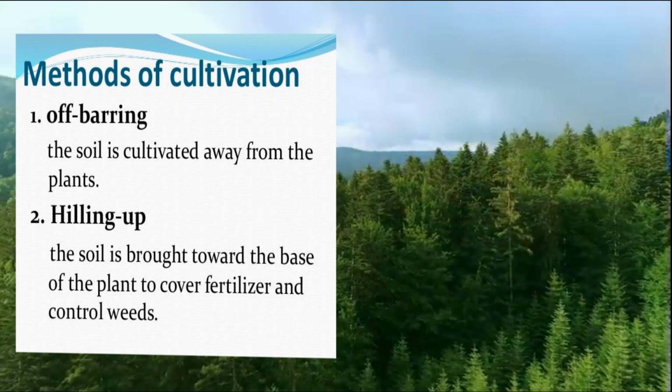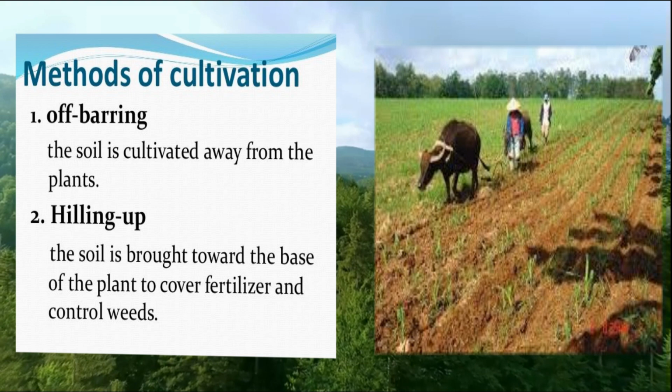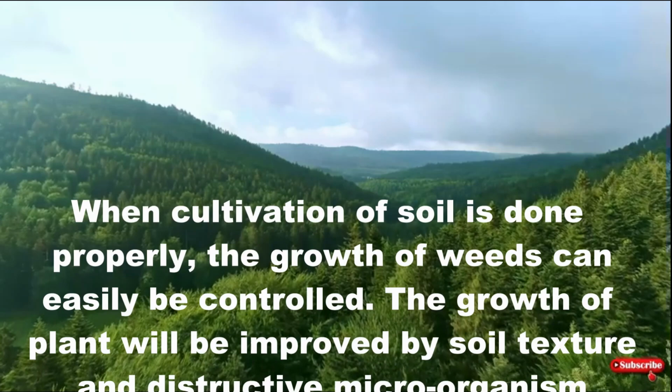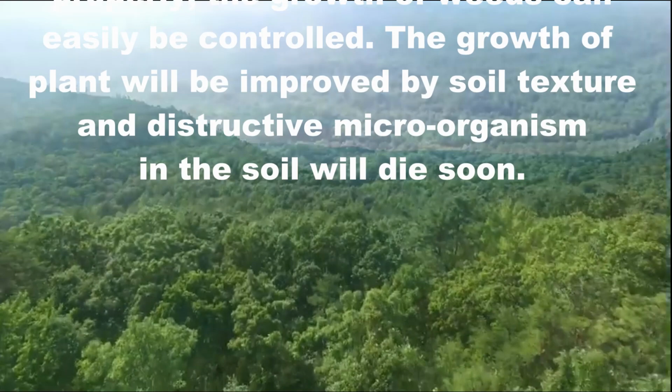One is off-barring. This is cultivating the soil in rows. The other one is hilling up. This is cultivating the soil toward the base of the plant. When cultivation of the soil is done properly, the growth of the weeds can easily be controlled. The growth of plants will be improved by the soil texture, and the destructive microorganisms in the soil will die soon.